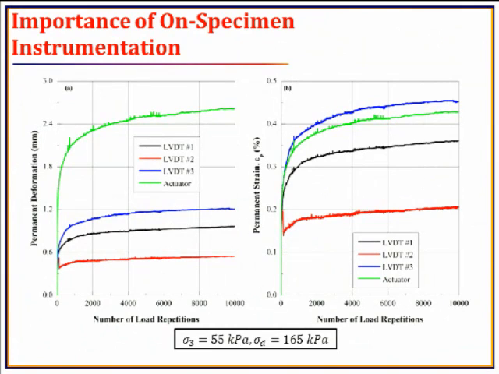And the importance of on-specimen instrumentation. Many of you may wonder why we are installing 3 different LVDTs instead of just depending on the LVDT that is inbuilt in the actuator. Here is the reason. If you look at this graph and check the permanent deformation, then you can see that the actuator test results of permanent deformation are based on the deformation of the whole specimen, just based on the reading on top of the specimen.